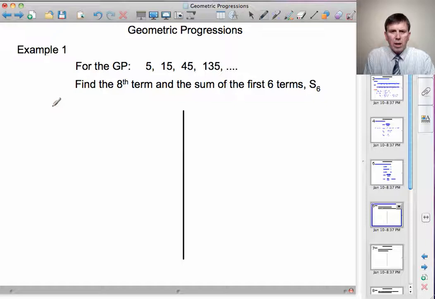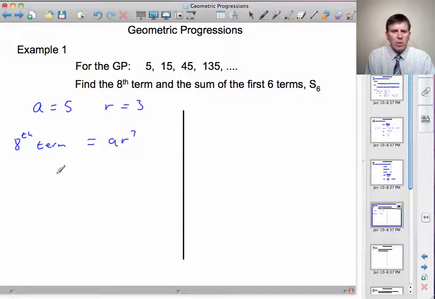Well, the things we need to know are A and R, and I can see that A, the first term, is 5. The common ratio is 15 divided by 5. If you divide one term by the previous term, that will always give you the ratio. 15 divided by 5 is 3. So the common ratio is 3. Now I want the 8th term. Now the nth term is AR to the n minus 1. So the 8th term is AR to the 8 minus 1, which is AR to the 7.